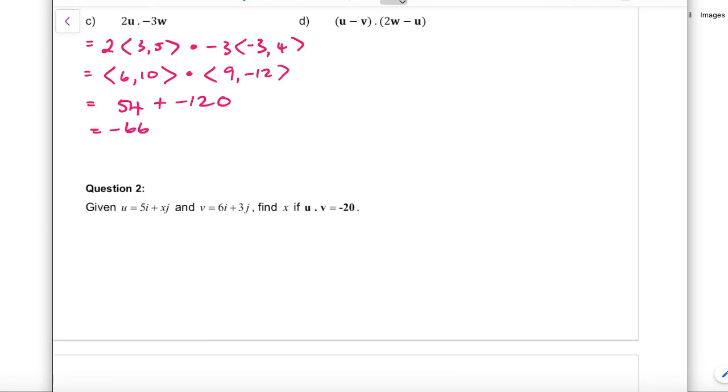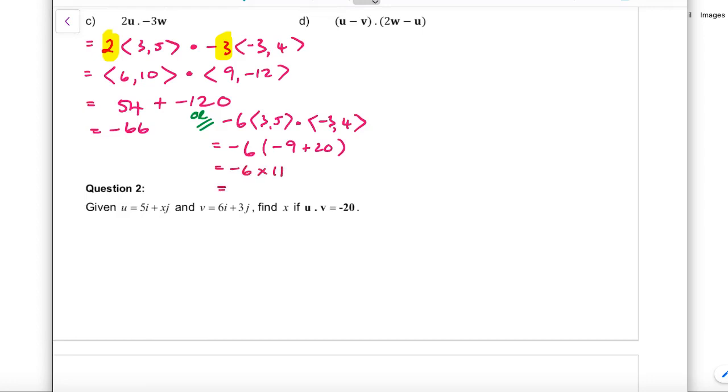What we can also do in this example is multiply the 2 and the -3 together first. So we'd get -6 lots of u times w, and then we'd have -6 lots of the scalar result of multiplying those i and j components together, which will give us -6 lots of 11, which will give us still -66. So we get the same solution.